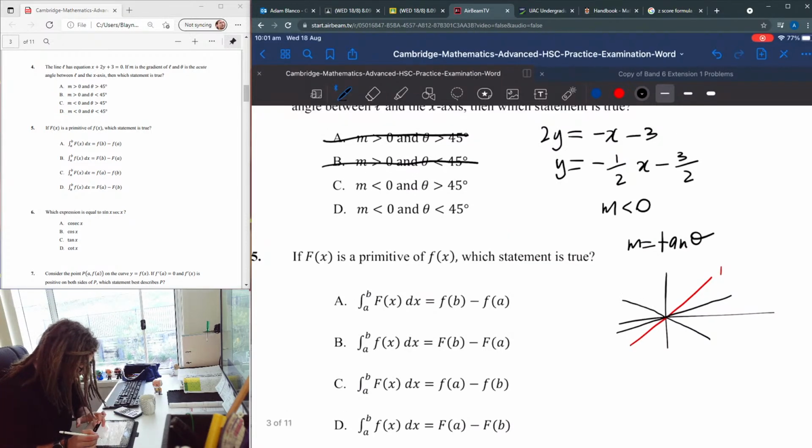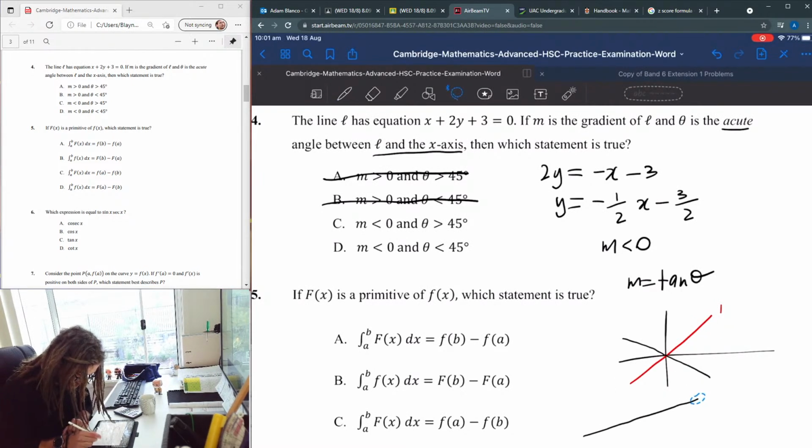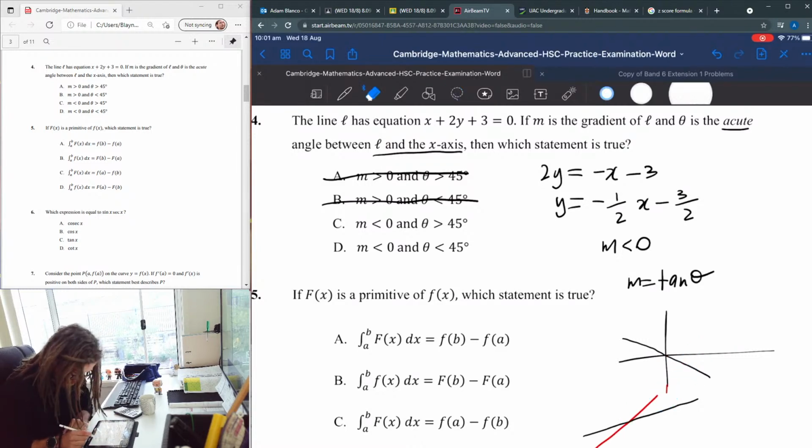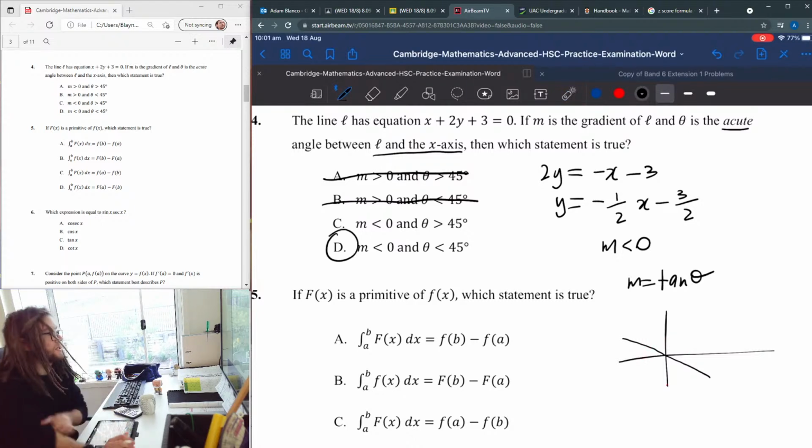Now, it's the acute angle between L and the x-axis. That's where people are going to stuff this up. Let's get rid of that and that. So even though this is bigger than 45, it wants the acute angle here, which is going to be less than 45. So less than 45, it's going to be a D.